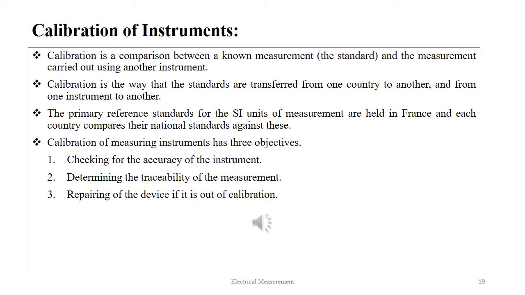Calibration is a comparison between a known measurement, the standard, and the measurement carried out using another instrument. Calibration is the way that standards are transferred from one country to another and from one instrument to another. The primary reference standard for the SI units of measurement are held in France, and each country compares their national standards against these. Calibration of measuring instruments has three objectives: checking for the accuracy of the instrument, determining the traceability of the measurement, and finally repairing of the device if it is out of calibration.